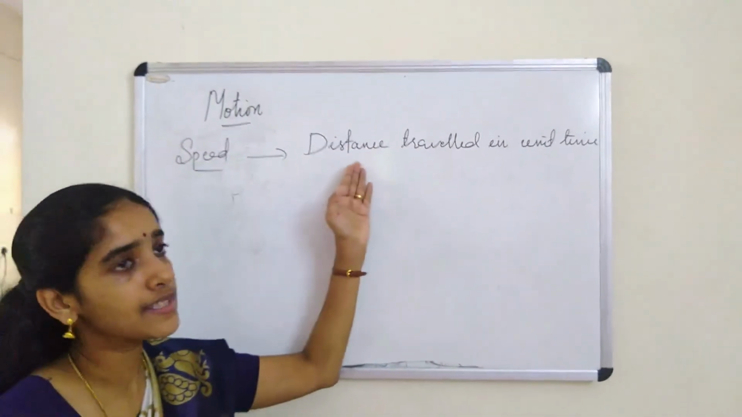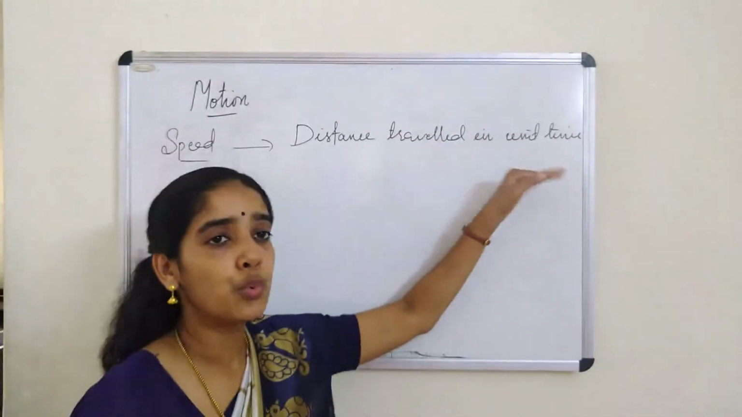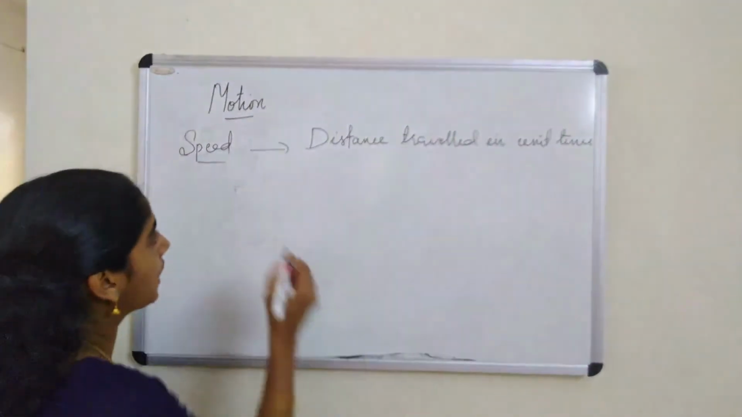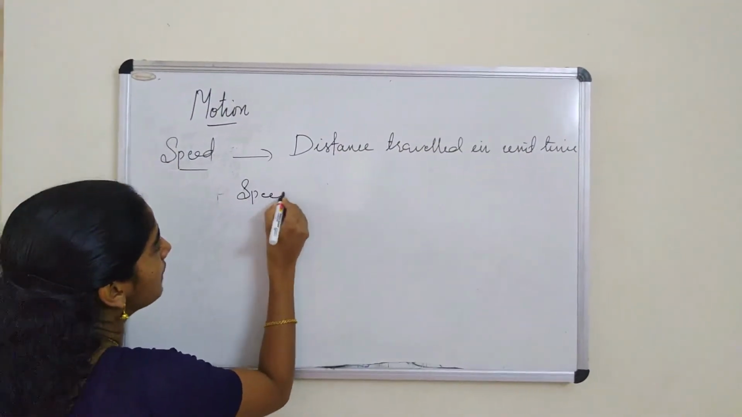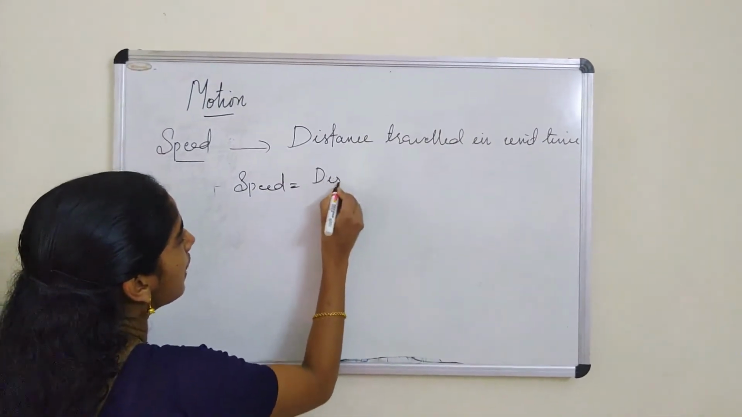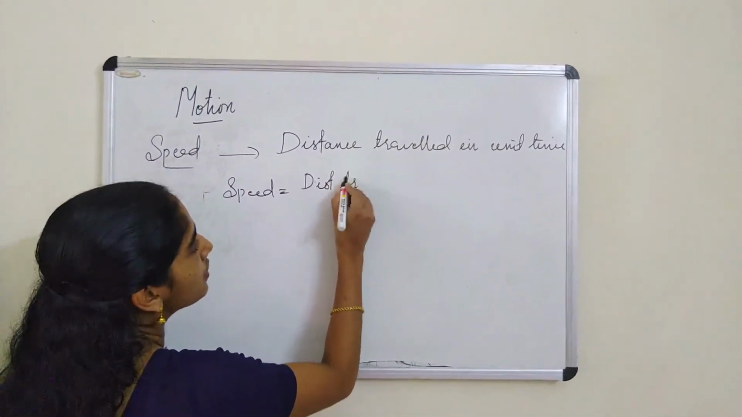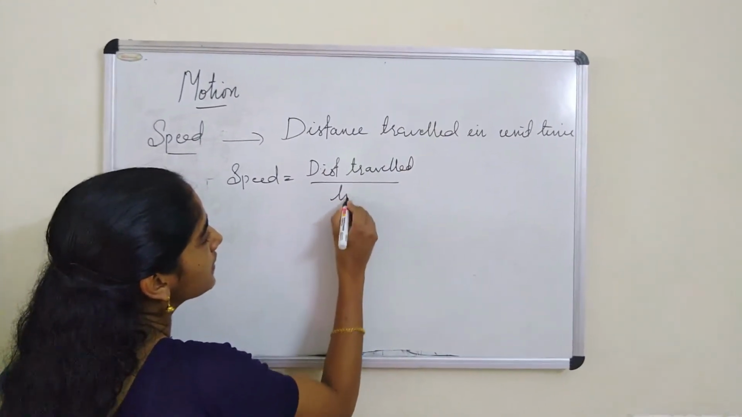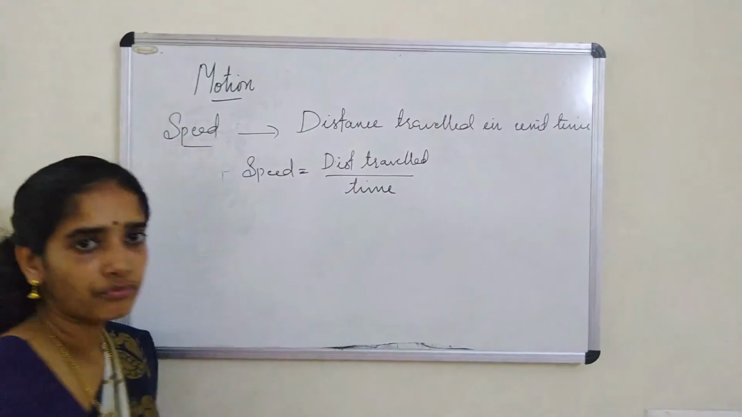Speed means it is the distance travelled in unit time, or we say the rate of distance travelled. So we write the equation for speed like this. Speed is equal to distance travelled by time, or simply you can write distance by time. That's also acceptable.